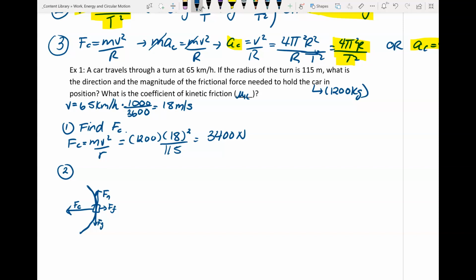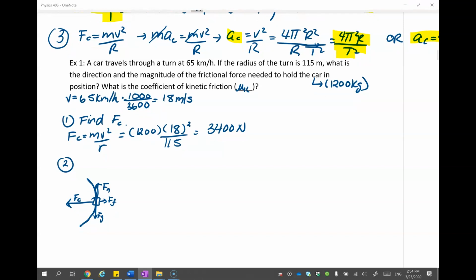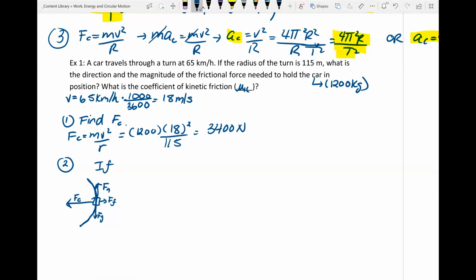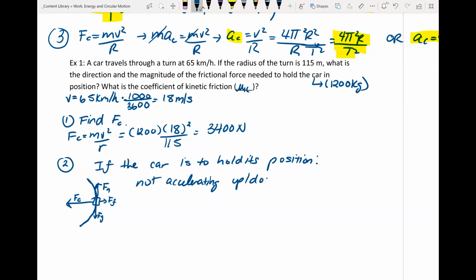So it could be drawn in more 3D-like, just because we're drawing in 2D, I'll just draw like that. So this is the diagram if the car is to hold this position. Because it's holding its position, it's not accelerating up or down. Otherwise, your car is either going to float in the air or go down to the center of the earth, and that of course is not occurring.